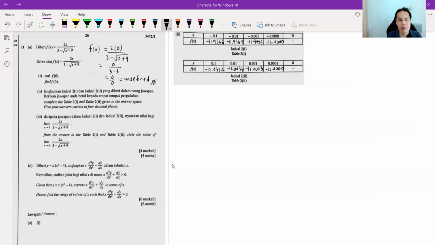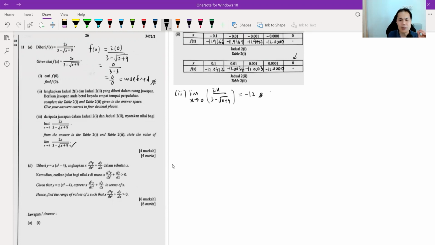Just sub in your calculator and calculate this value. And then they say, from the answer in the table, state the value of the limit of x approaching 0 of 2x over 3 minus square root x plus 9. You can see from the table, right? As your x approaches 0, your f(x) value gets closer to negative 12. All right, so this is the whole thing for 4 marks.